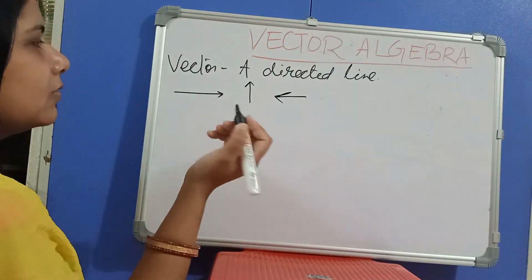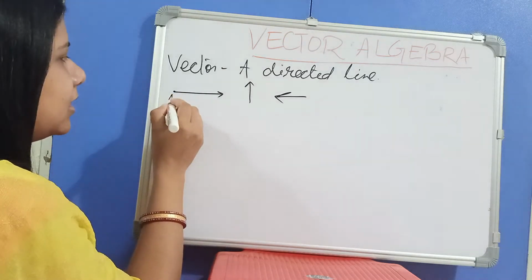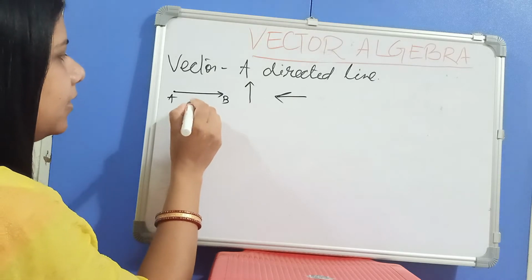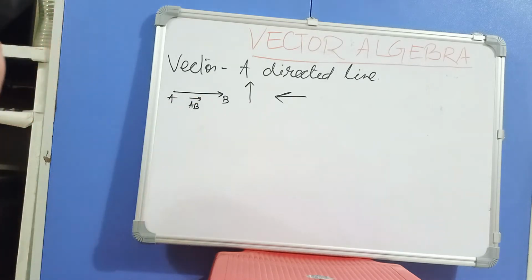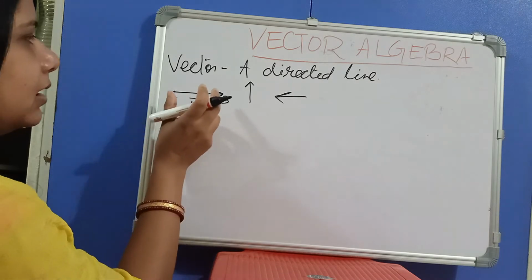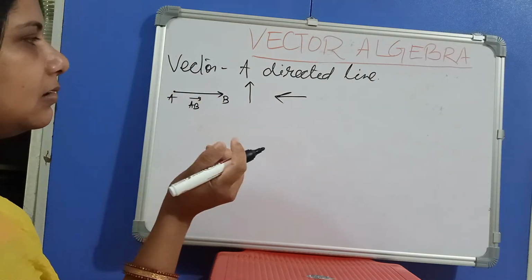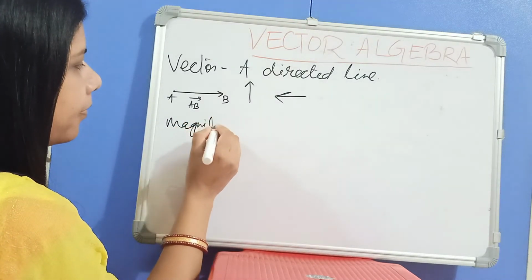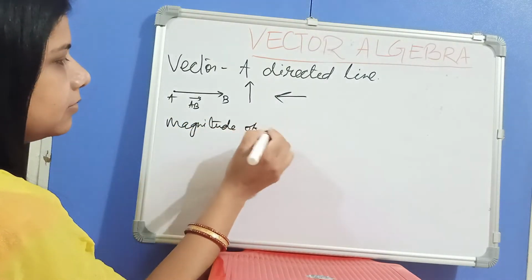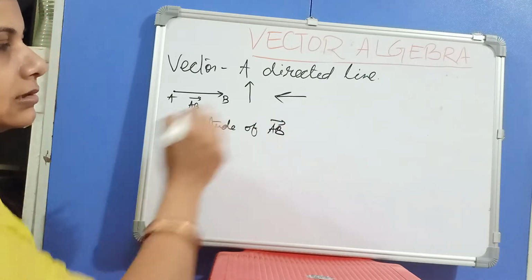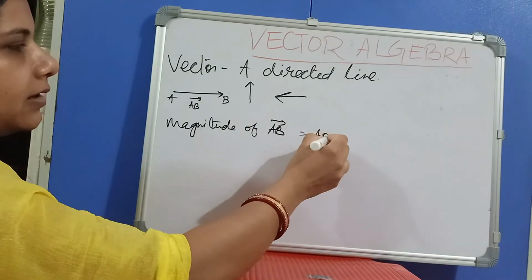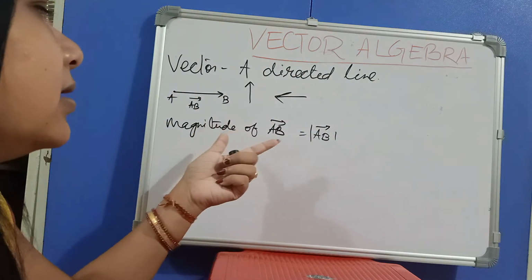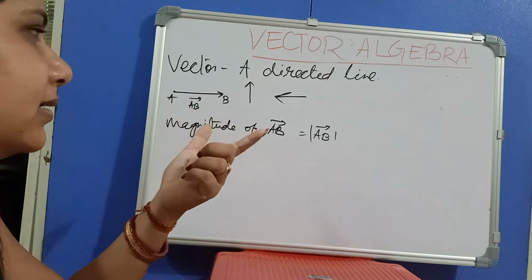So we will write this point as A and this point as B. So for us, AB is a vector. We will denote it like this. And the length of the line segment is the magnitude. So the magnitude of the vector AB is denoted like this. So this becomes the magnitude of a vector.